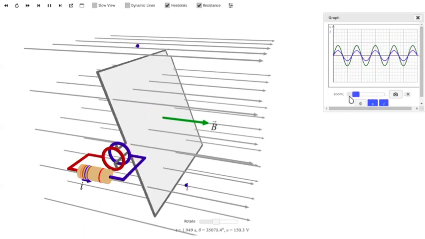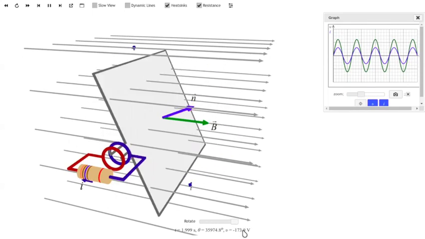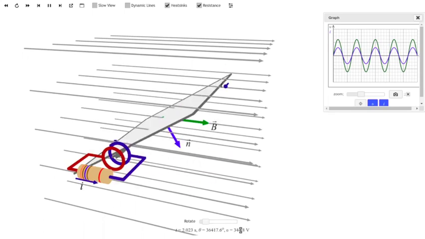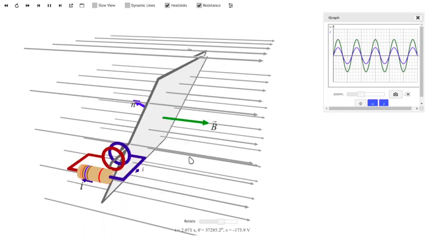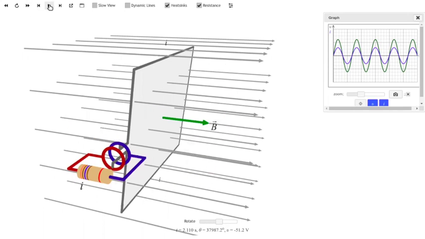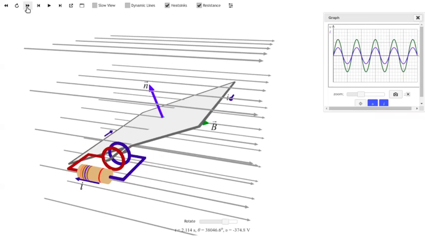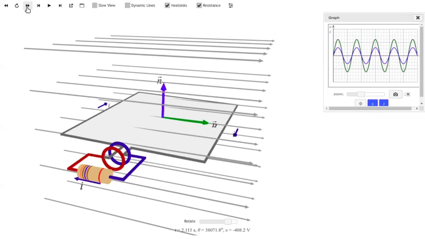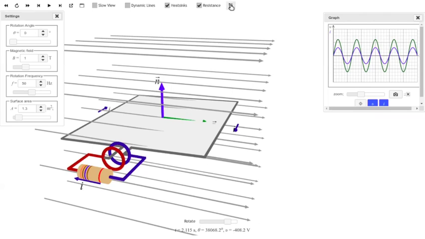And you can zoom in if I want, right? The value is given here. You can see the numerical value, how much current is produced. What is the maximum value? I can stop it and then I can see. Yeah, this one, 408 volts, minus 408 volts.